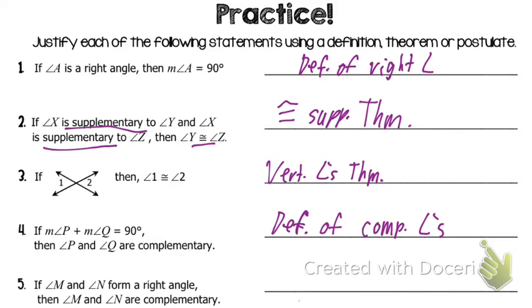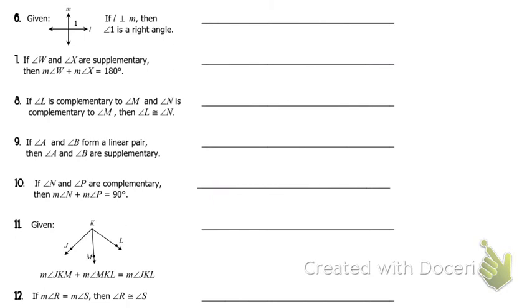It is the complement theorem. The complement theorem says, hey, if two angles form a right angle, they're complementary. Or the other way around, if they're complementary, they form a right angle. Questions on that? Continuing on.